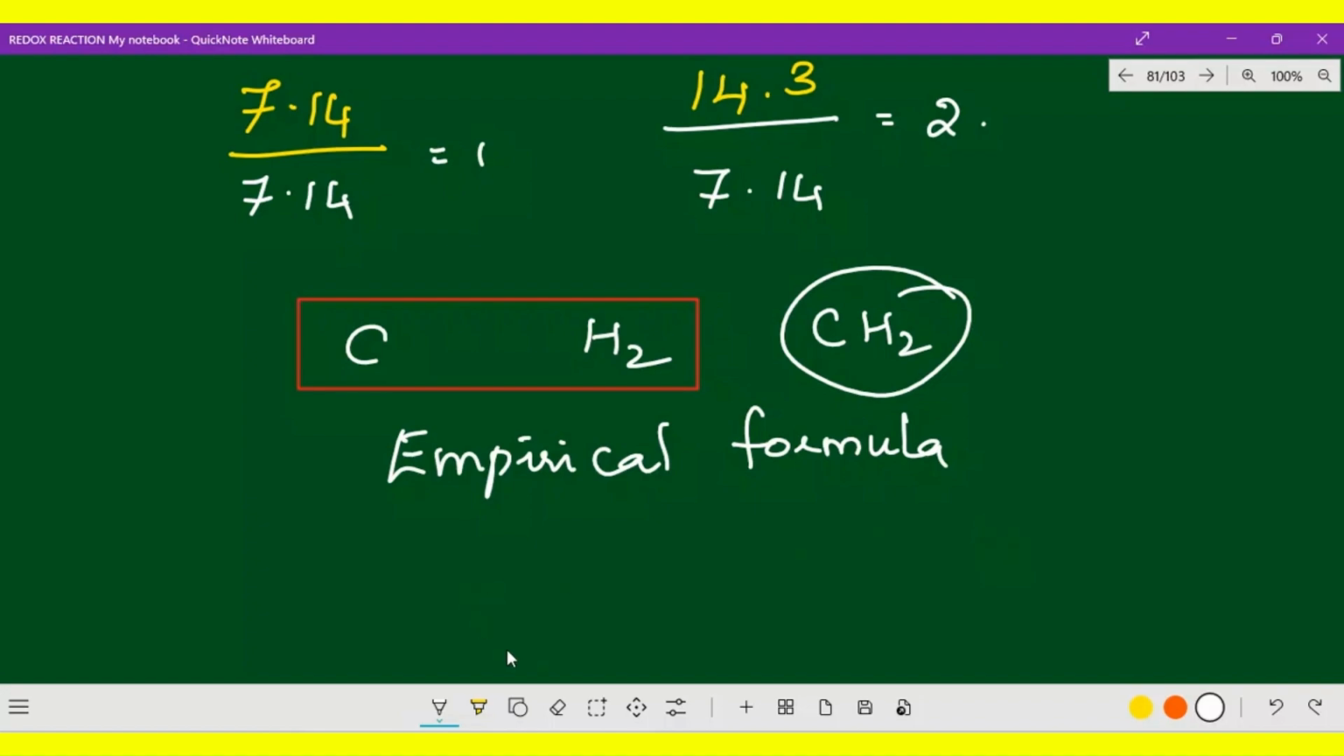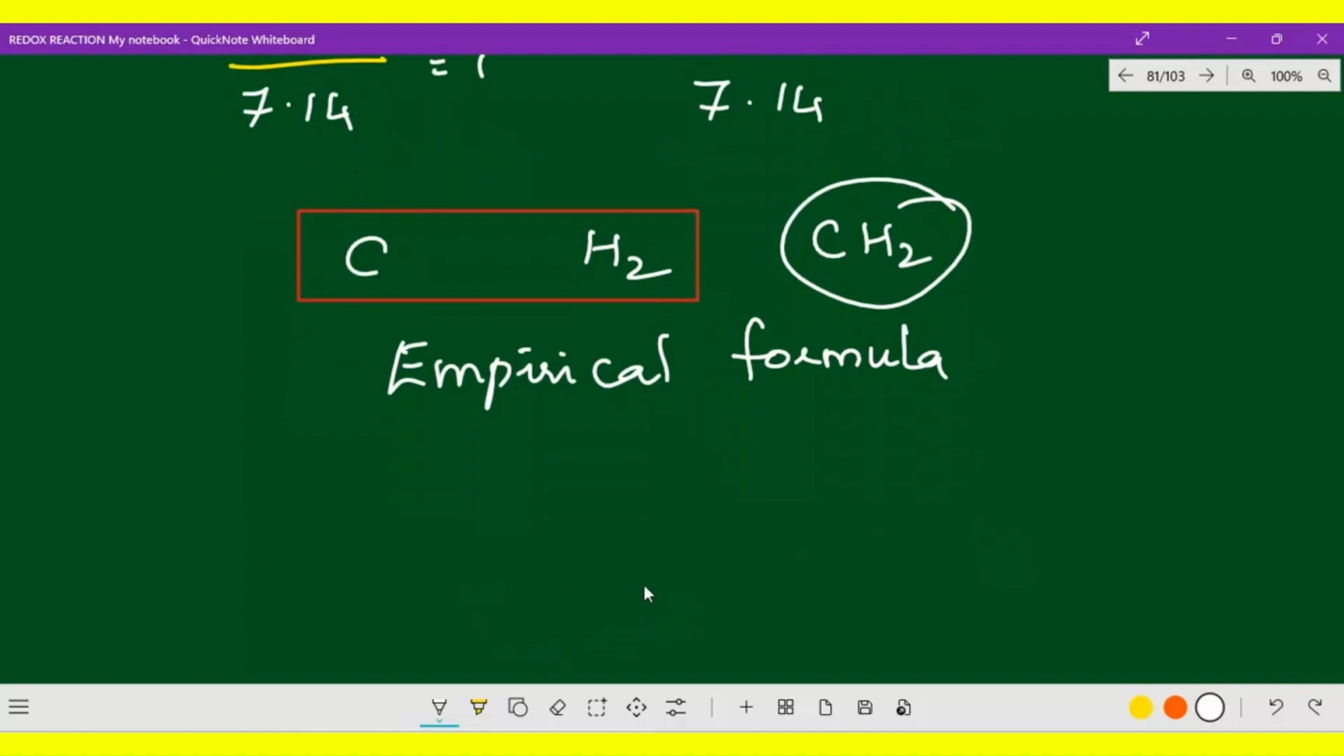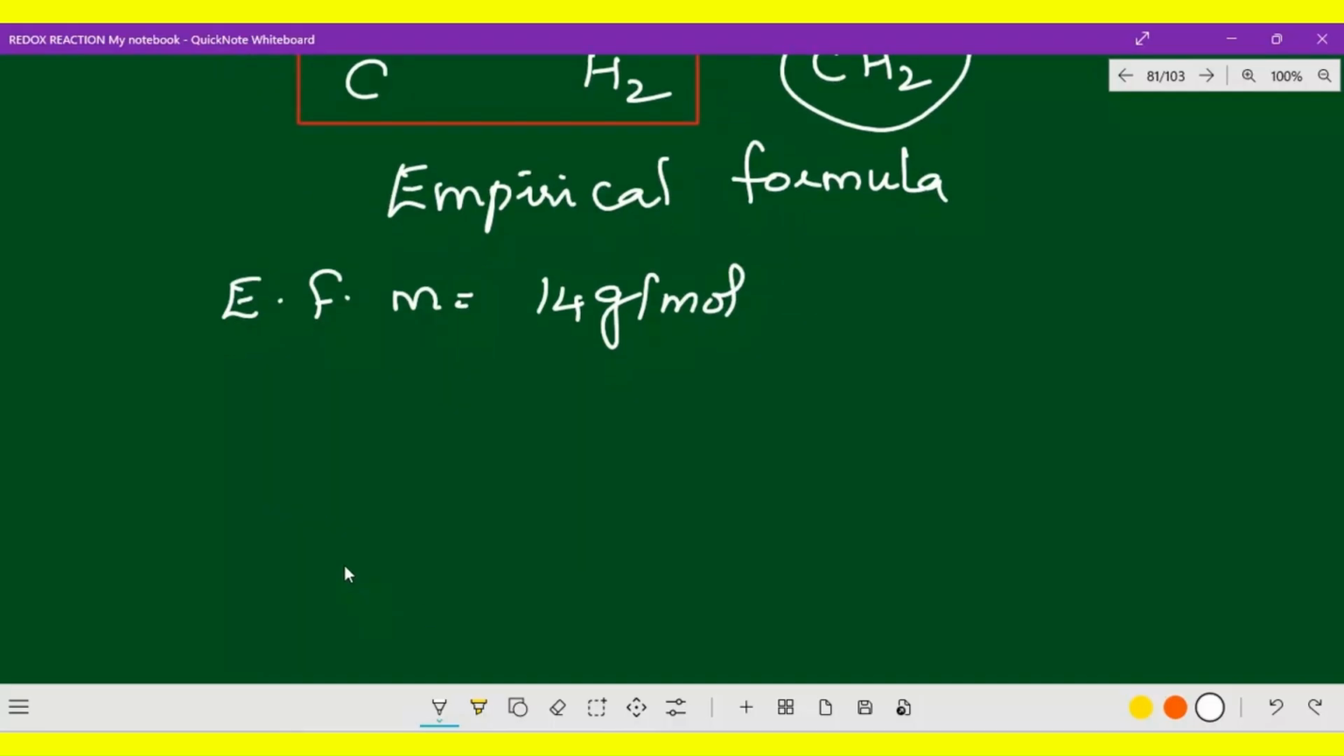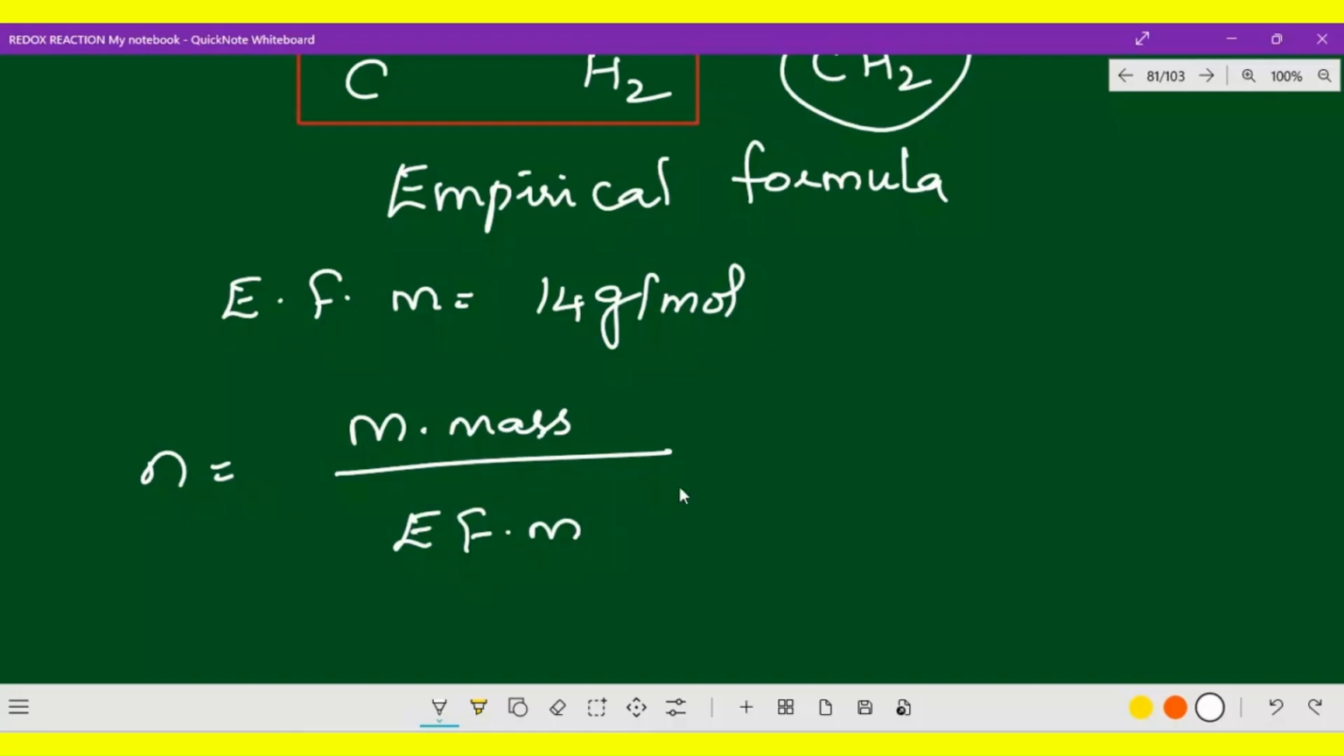So for the empirical formula, you have to find the mass. Empirical formula mass. How much is it? CH2, so it is 14 gram per mole. Now N equals molecular mass by empirical formula mass. Here the molecular mass, how much is it? Just now we found 56.16 divided by the empirical formula mass, which we found is 14. So when you calculate, you will get 4.